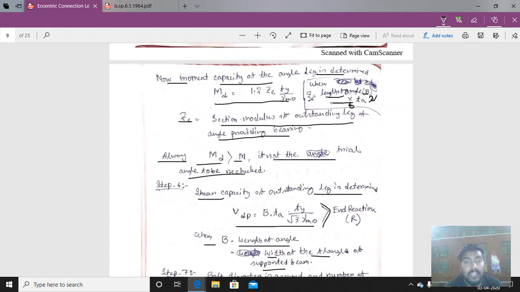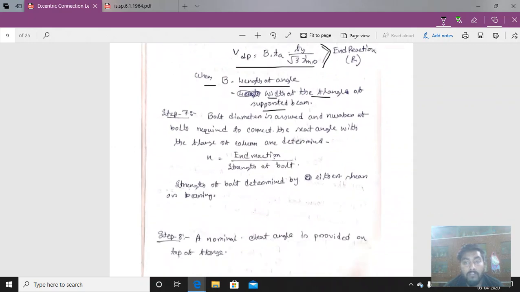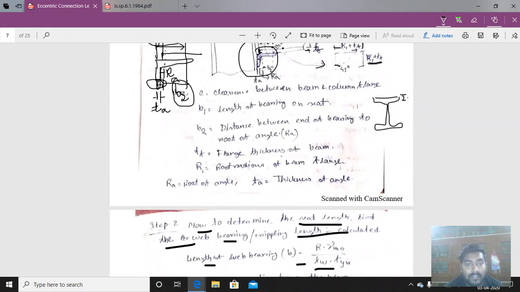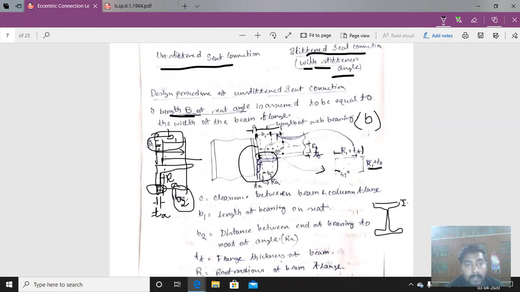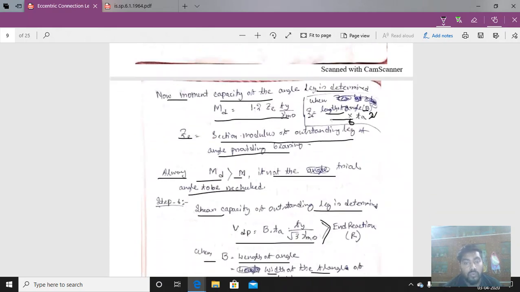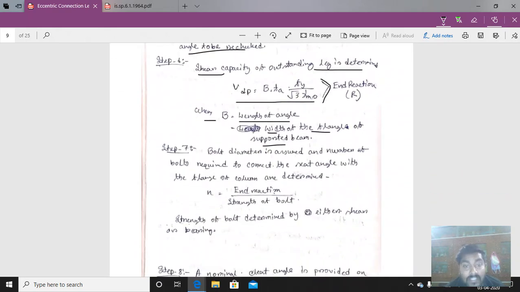Okay, so the length of the angle means the width of the flange of the supported beam that we have taken; the angle length is similar to that value. So the length is B. The B value we know, so we can find out the value. Now step number 7, coming to the connection.